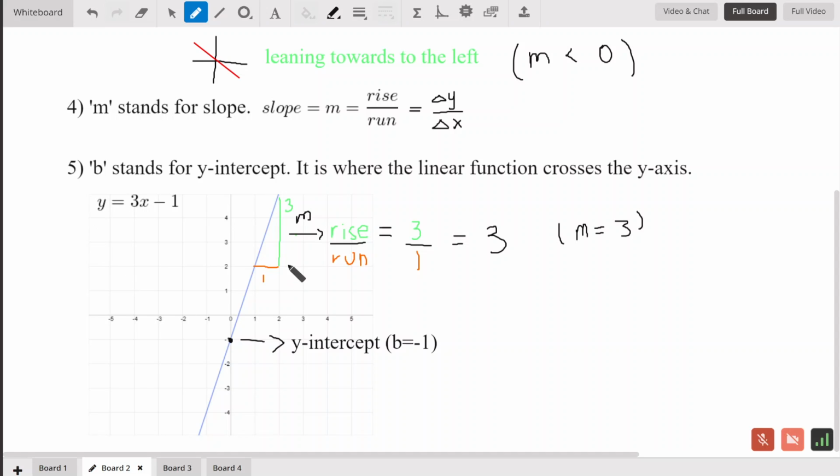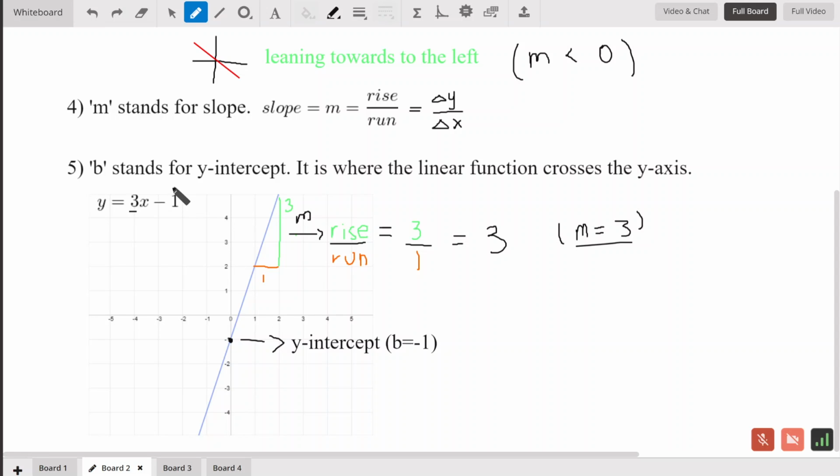So let's look at an example, putting all these things together. We have the function y is equal to 3x minus 1. Our rise is 3, so 1, 2, 3, we go up 3, and then our run is 1. We go to the right 1. So we have 3 over 1, which is equal to 3. So our slope is equal to 3. When you look at the linear equation, the number in front of the x is your m, that's your slope. And your y-intercept is your b.